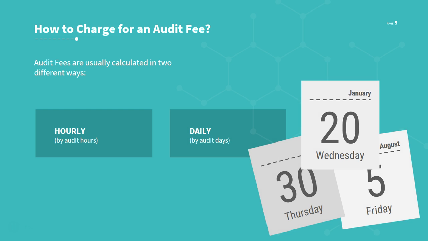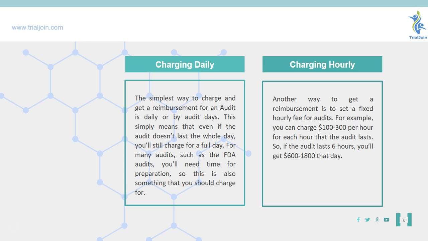So how can you charge for an audit fee? Well, there are two main ways that you can charge for an audit fee: hourly, by the amount of audit hours you spend, or daily, by the amount of days that you spend. Charging daily is usually the simplest way to charge and get reimbursed for an audit.